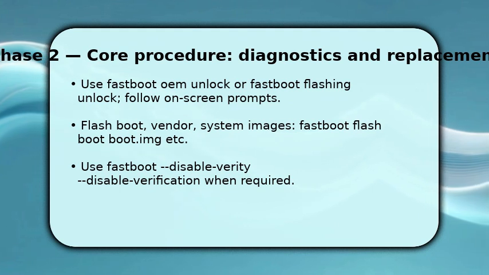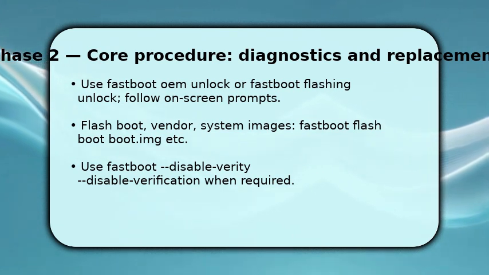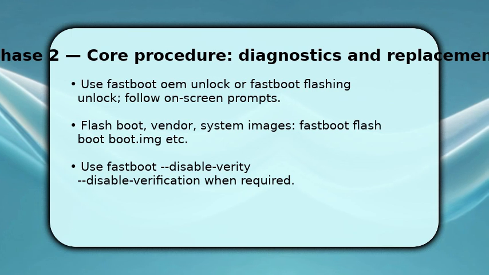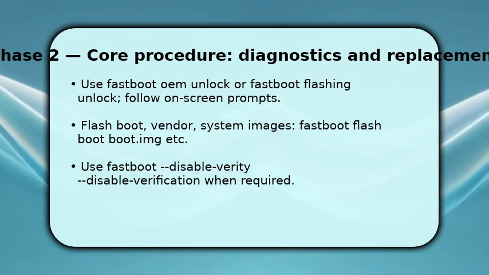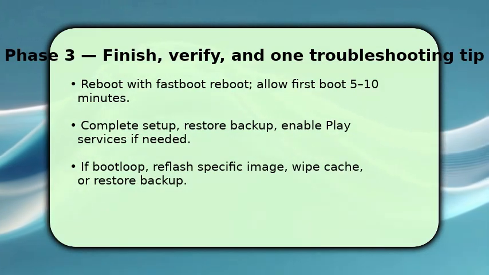If the build requires, apply disable-verity and disable-verification flags to avoid forced encryption conflicts. After each flash, check Fastboot logs for errors and rerun a single failing step rather than repeating all commands. Then you finish by rebooting and letting the device complete its first boot.